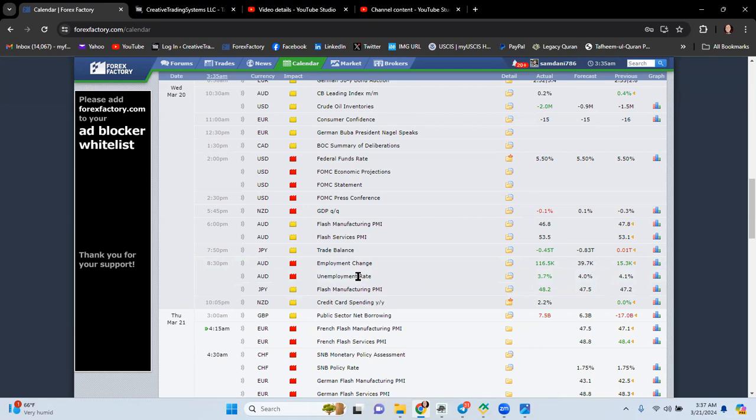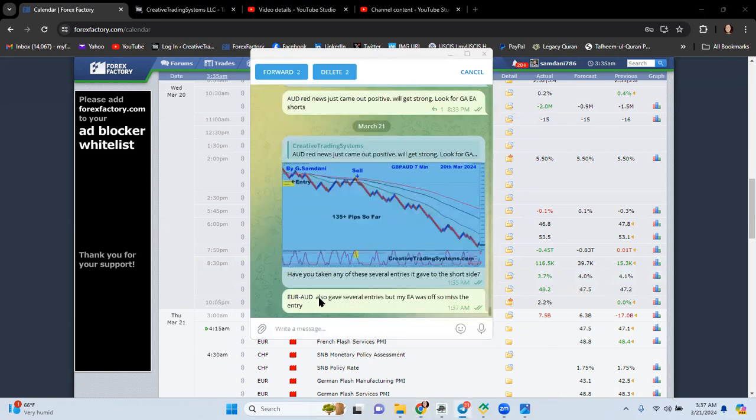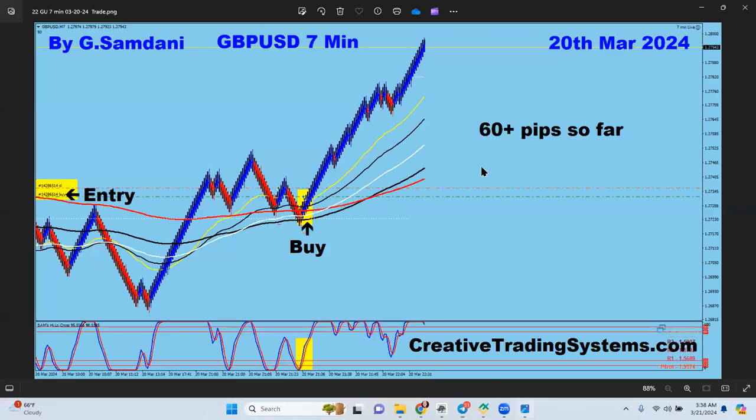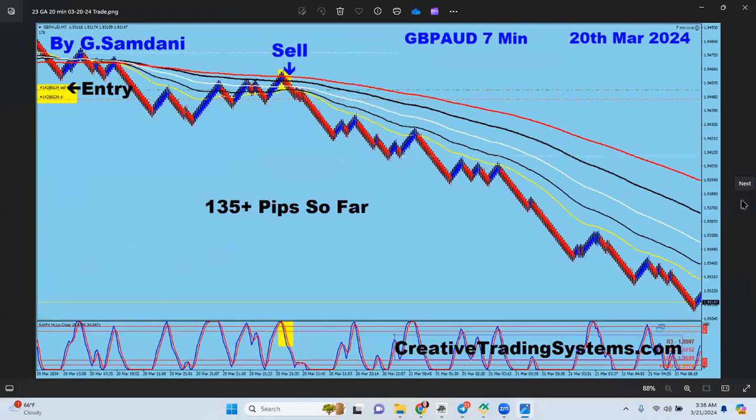So now Aussie is getting strong, and I even posted on my Telegram that Aussie red news just came out positive, will get strong. Look for GA, meaning pound Aussie and Euro Aussie shorts, right? And my members, my subscribers know what the setup is and what to look for. So I usually post code words, and this is the trade, let me show you. This is pound Aussie from the 7-minute chart I took, on the basis of that Aussie news.